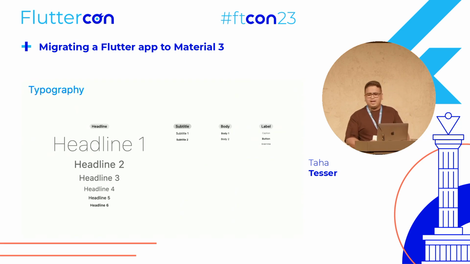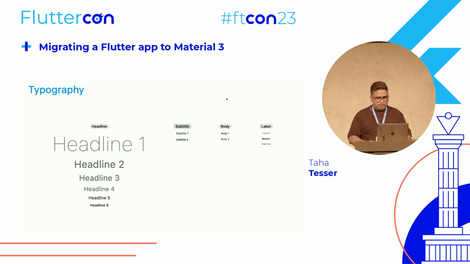Typography. In Material 3, not in Material, in Material 2, we are going back to Material 2. In Material 2, there are 4 groups of typography, and most of the widgets depend on subtitle and body. Some of them use label color like button or overline. Some widgets use headline 6. Very few widgets use headline 1, which is pretty big. And headline 1 to 6 is typically like HTML style typography.